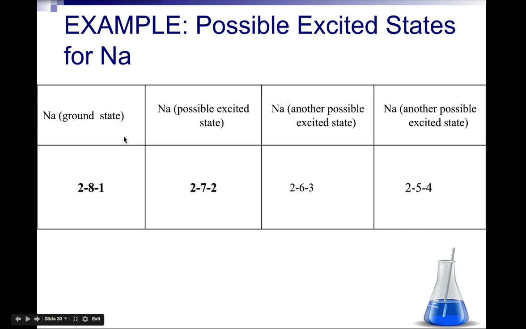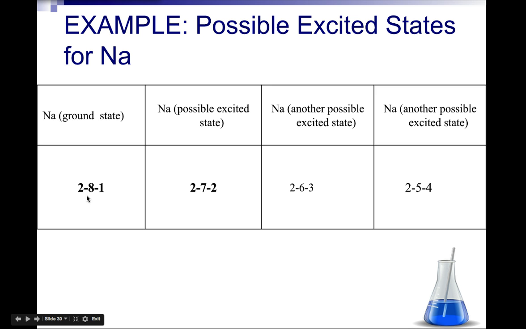So get out your periodic tables, and we're going to look at some possible excited states for sodium. Sodium has a ground state of 2-8-1. We will soon get into the relevance of what these numbers mean, but for right now we're going to look at these as our number of electrons. And if we add up 2 plus 8 plus 1, we get 11. And if you look at your periodic table, sodium has the atomic number of 11, so we are guaranteed that this does indeed match sodium.